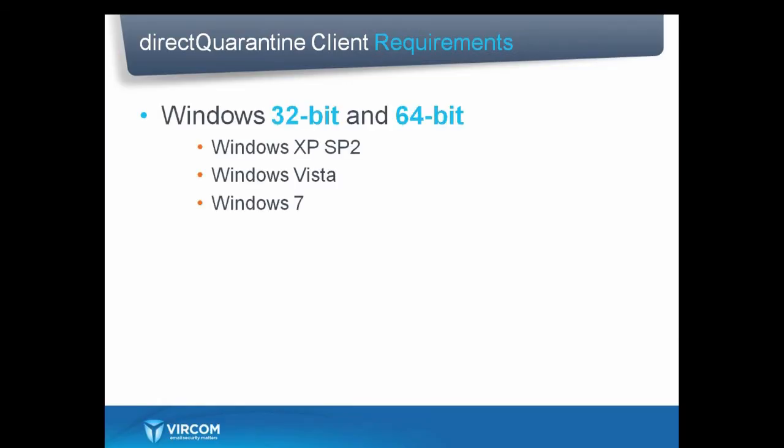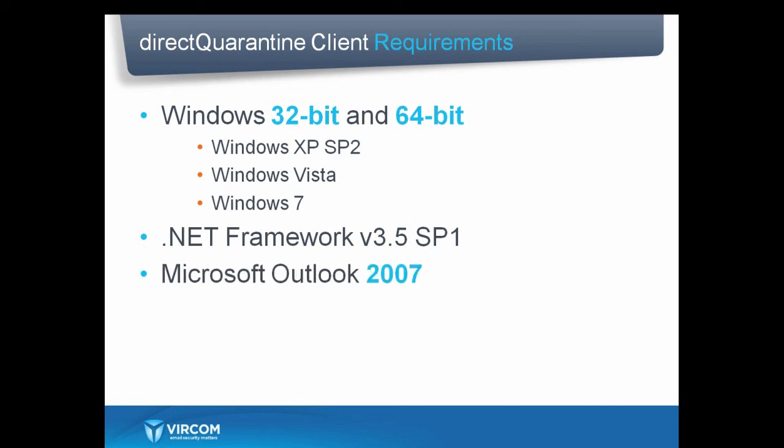Now, for the requirements on the client side, we made it as flexible as possible. So their Windows platforms could be either 32-bit or 64-bit. They could be running XP, Vista, or 7. The thing that they absolutely need to have installed, and we give you the information for setting this up, is the .NET Framework. And for now, for this first version only, it supports Outlook 2007. Now, we are already working on providing 2003-2010 version support, and that will be coming out in a very short time.